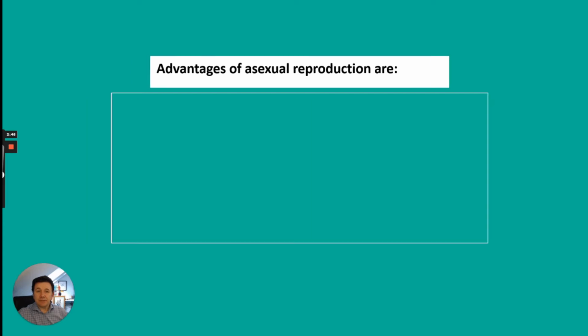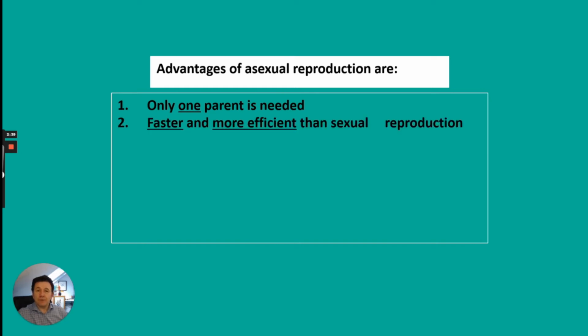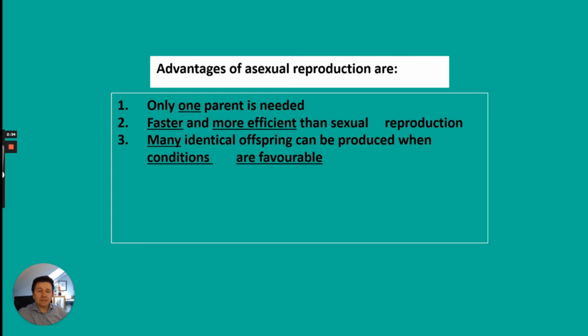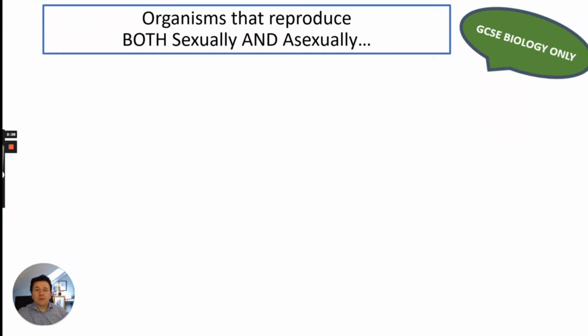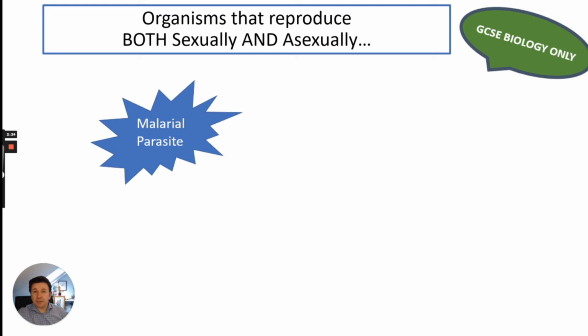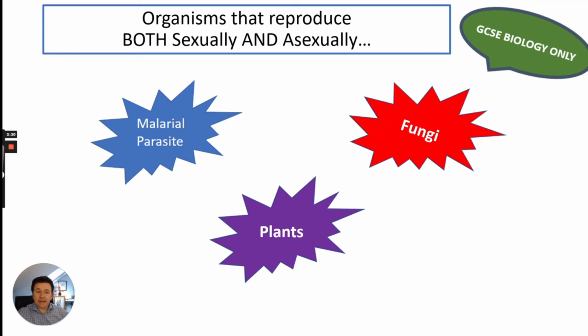Advantages of asexual reproduction: only 1 parent is needed, it is faster and more efficient than sexual reproduction, and many identical offspring can be produced when conditions are favourable. Organisms that reproduce both sexually and asexually include things like malarial parasites, fungi and plants, and we're going to go through some of those examples now.